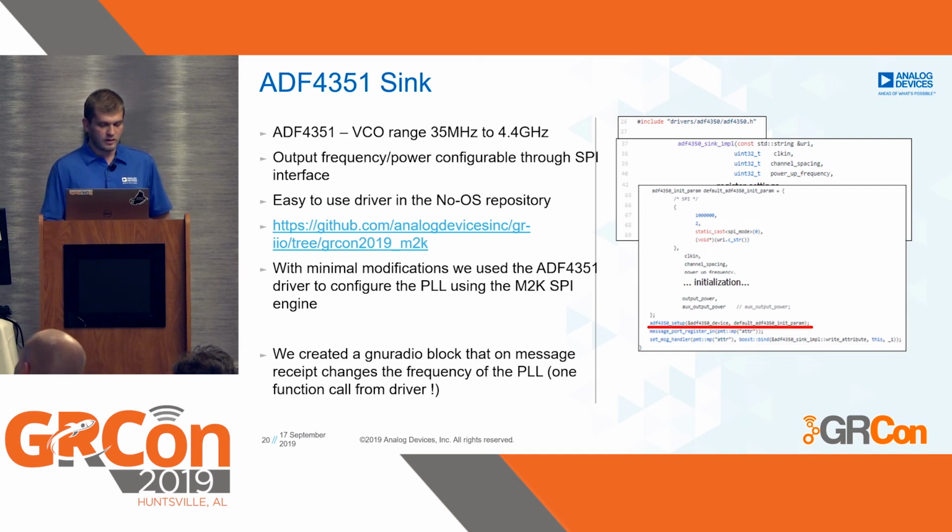Inside the constructor, there are two parts of interest. The first part of the structure has 100,000, I'm sorry, it's actually 1 million. That refers to 1 megahertz, which is the clocking of the SPI interface. Then there's the chip select pin that we use, and the URI. The URI is the actual location of the M2K device.